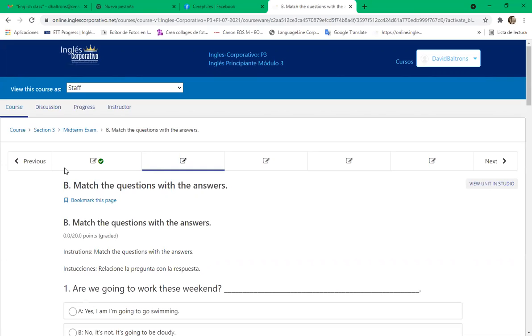Okay, now it says next, match the questions with the answers. ¿Saben qué es match? Marcar. Relacionar, ya, más que todo match.